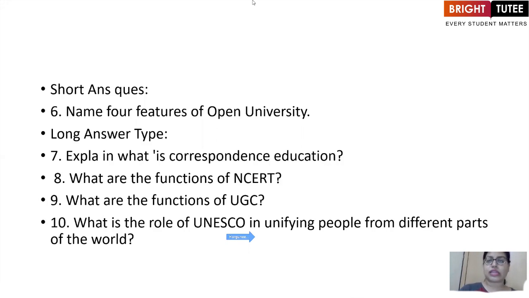Along with that, under the category of short answer questions, you have question number 6, which says name 4 features of Open University. Then under the category of long answer type questions, you have: explain what is correspondence education, what are the functions of NCERT, what are the functions of UGC, what is the role of UNESCO in unifying people from different parts of the world.